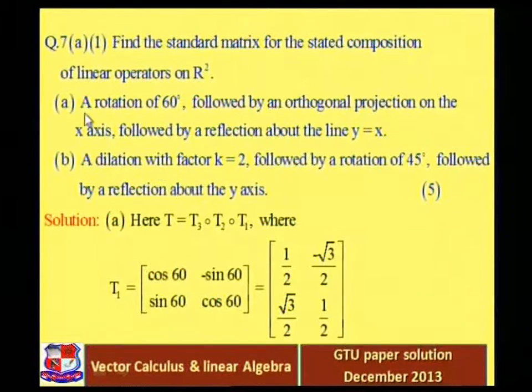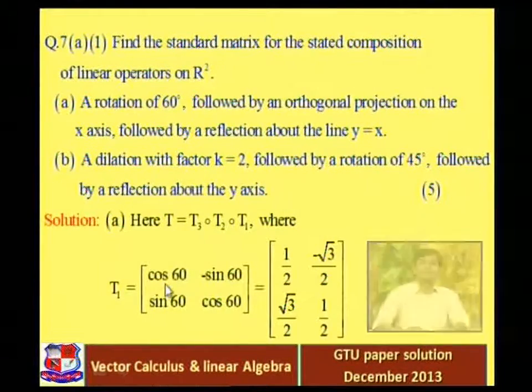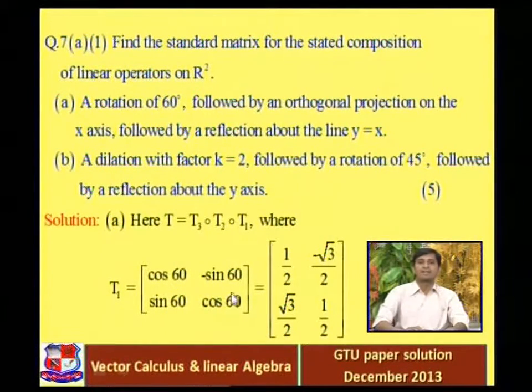So the first part is, first of all, the rotation of 60, and this is the standard matrix for the rotation: cos theta, minus sin theta, sin theta, cos theta, and we have to use theta equal to 60. So that's why cos 60, minus sin 60, sin 60, and cos 60. This is our first standard matrix for the rotation of 60. So put in the values: we know that cos 60 is 1 by 2 and sin 60 is root 3 by 2. So this is our T1, the first 2 cross 2 matrix.